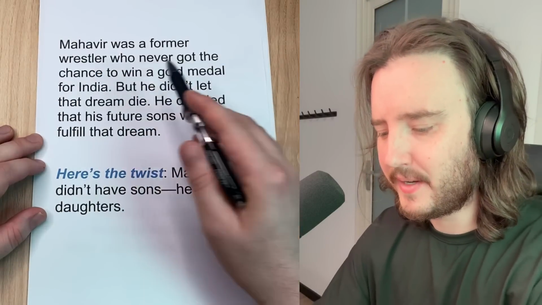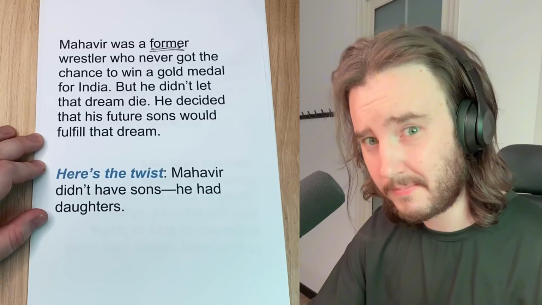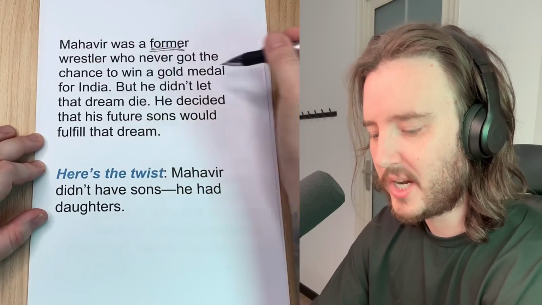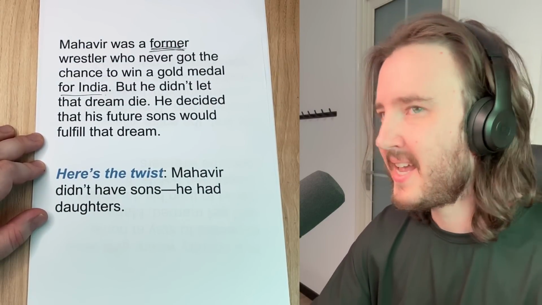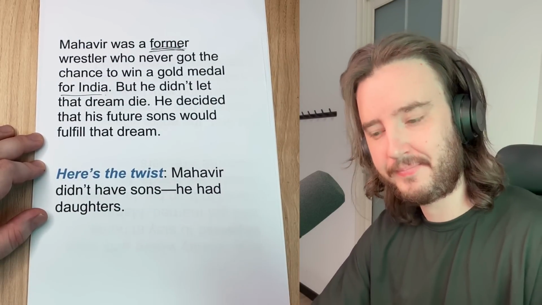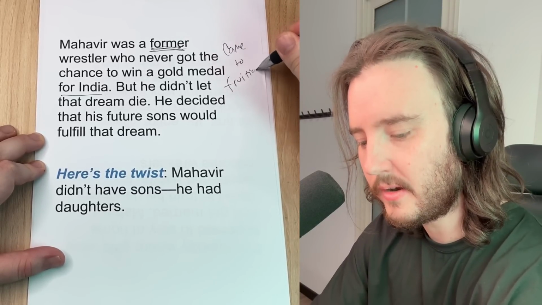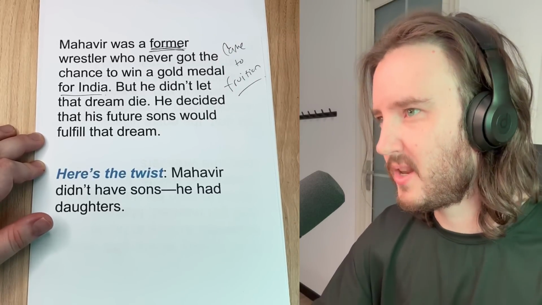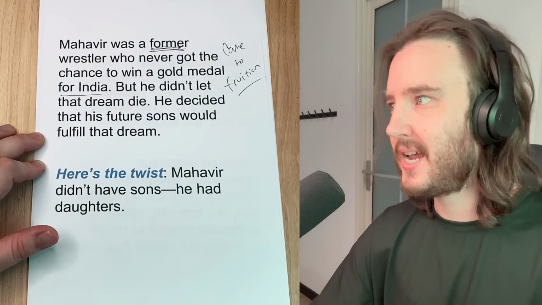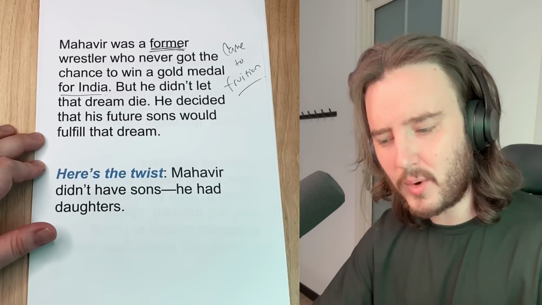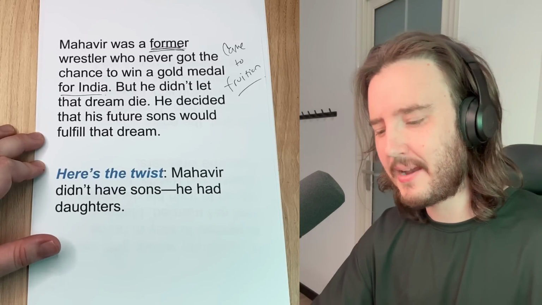Now remember, Mahavir was a former wrestler. A former wrestler. That means he used to be a wrestler, not anymore, who never got the chance to win a gold medal for India. Yeah, that was a dream of his that never came to fruition. Never came to fruition. Okay? If something comes to fruition, then it is realized. It is made real. It is turned into reality, right? But his dream of winning a gold medal for India, it never came to fruition. It was never realized. It never came true.